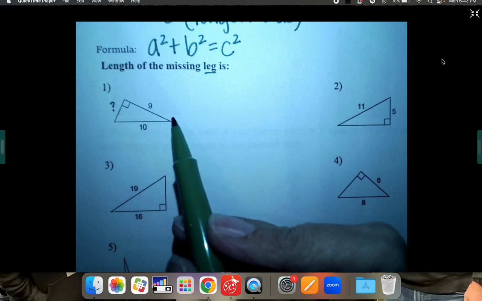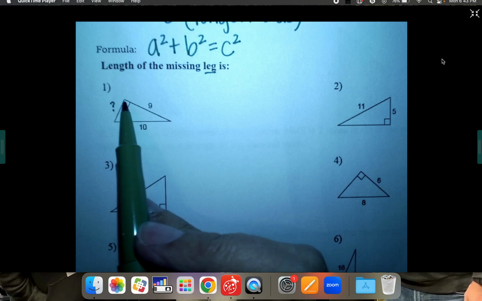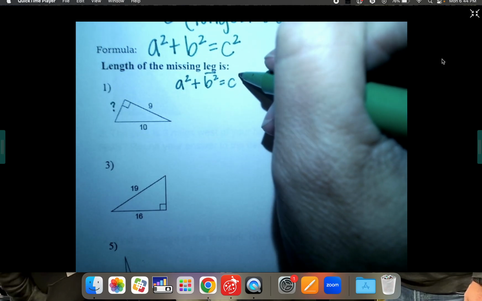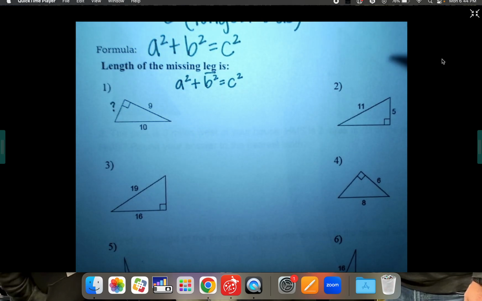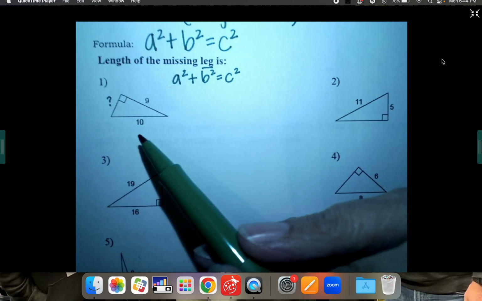So I gave you the longest side and I gave you one of the legs, but I'm missing the other leg. I still want you to start by writing A squared plus B squared equals C squared. I'm going to show you algebraically how to solve this, and then I'm going to show you a shortcut too. Pay attention to both ways and do whichever works best for you.